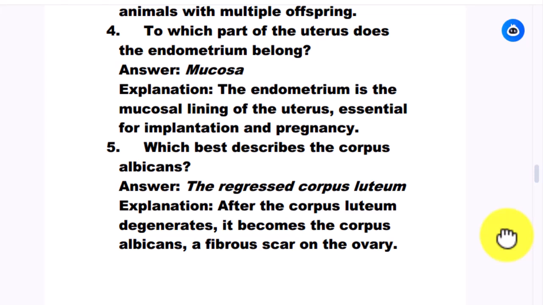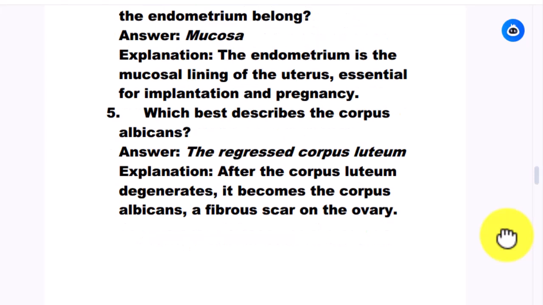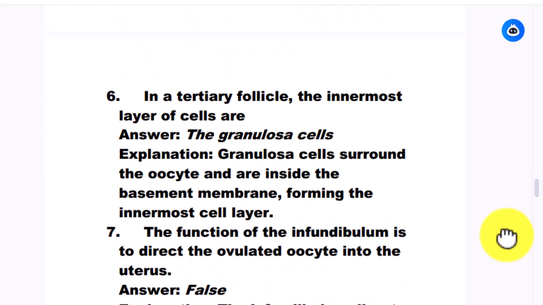Which best describes the corpus albicans? The regressed corpus luteum. After the corpus luteum degenerates, it becomes the corpus albicans, a fibrous scar on the ovary. In the tertiary follicle, the innermost layer of the cell are the granulosa cells. Granulosa cells surround the oocyte and are inside the basement membrane, forming the innermost cell layer.